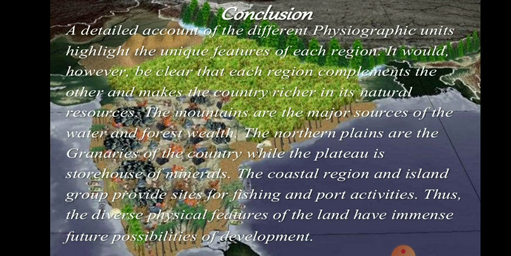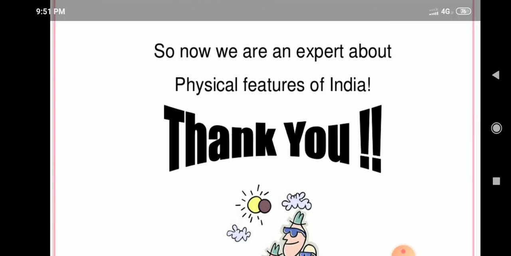The coastal region and the island groups provide sites for fishing and port activities. So what we can say is that the diverse physical features of the land have immense future possibilities of development. With this, we end the chapter.